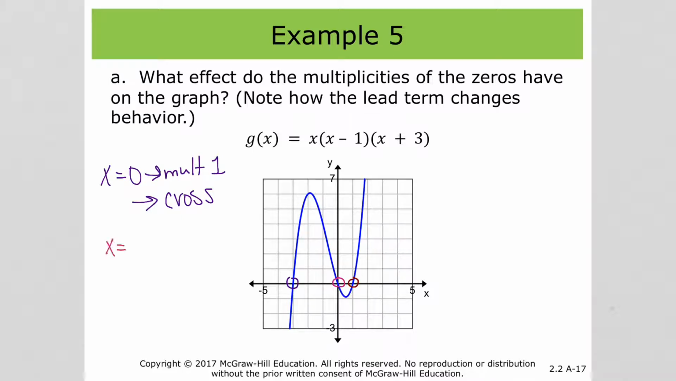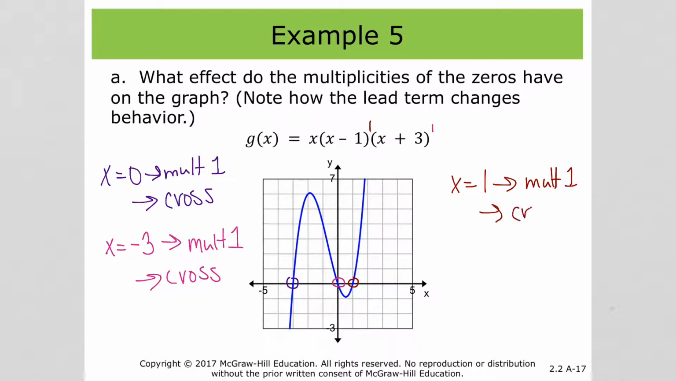For x equals negative 3, that has a multiplicity of 1. And again, it crosses. And last, x equals 1 has a multiplicity of 1. And we can see that it crosses.